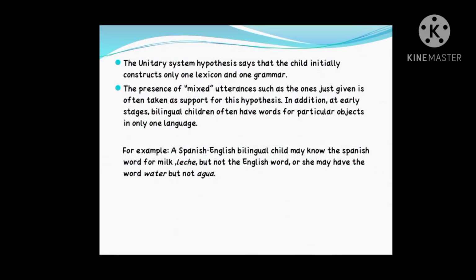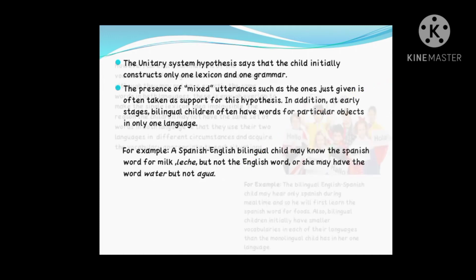The unitary system hypothesis says that the child initially constructs only one lexicon and one grammar. The presence of mixed utterances, such as the ones just given, is often taken as support for this hypothesis. In addition, at early stages, bilingual children often have words for particular objects in only one language. For example, a Spanish-English bilingual child may know the Spanish word for milk, leche, but not the English word, or she may have the word water, but not agua. This was simply taken as support for the idea that the child has only one lexicon.